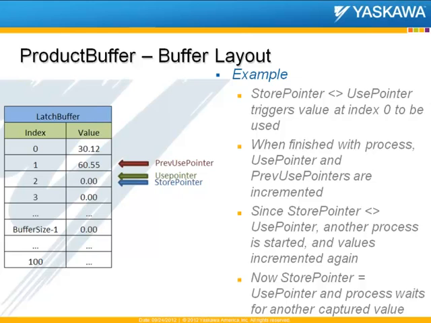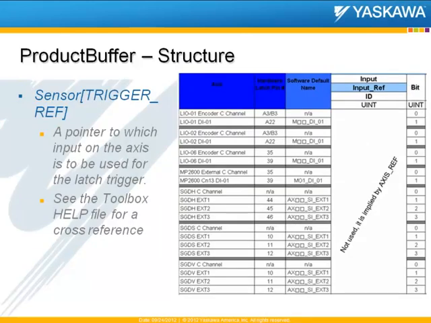One of the only tricky things about the structure itself that sometimes causes some confusion is the sensor input, because it's a data type trigger ref, and it's really a pointer to which input on the axis is going to be used for the latch trigger.